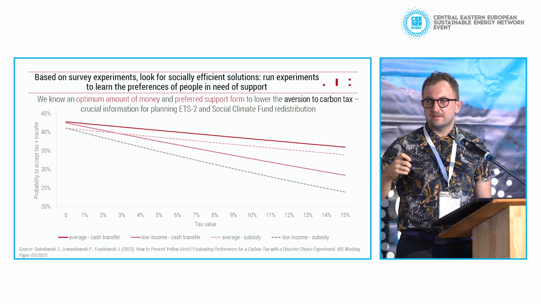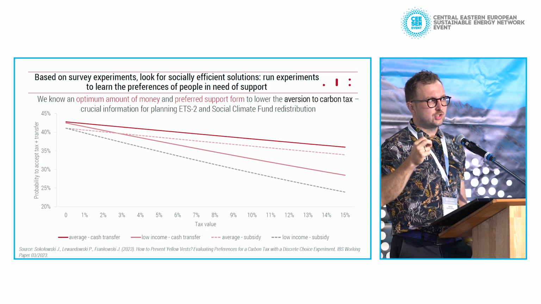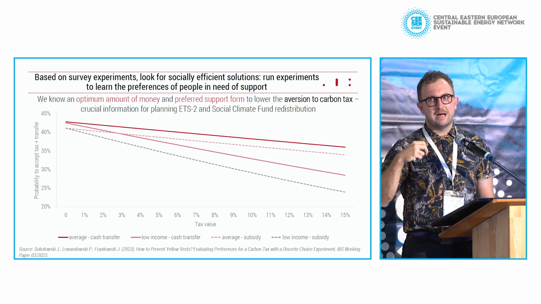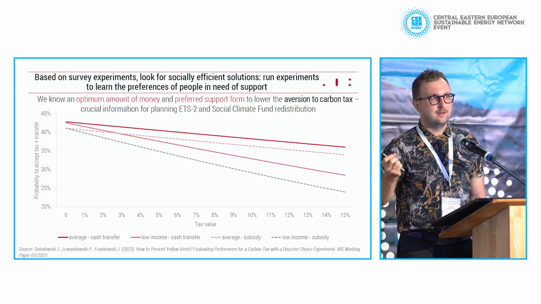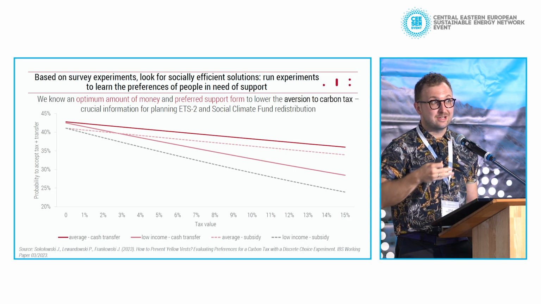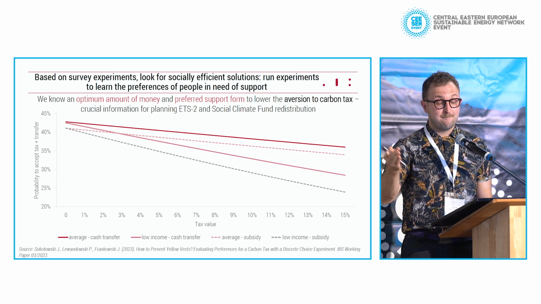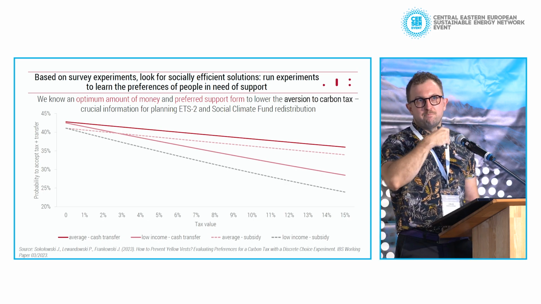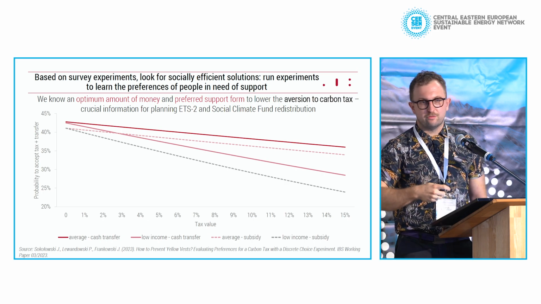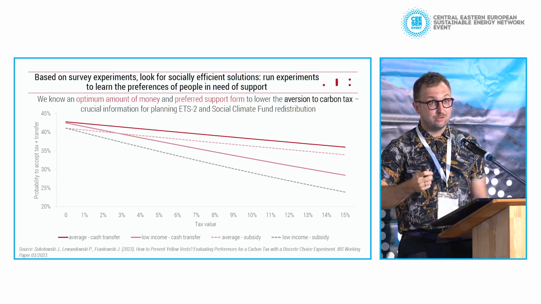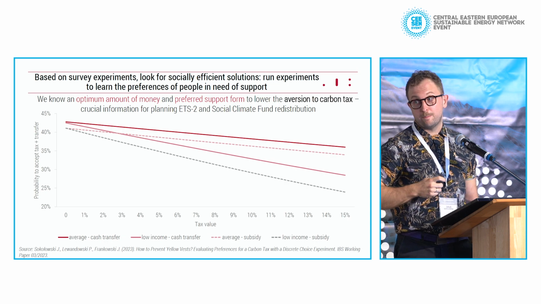Because you see that after some point, it's not worth increasing the amount of money in order to get people on board, because they don't care anymore. So maybe you can spend this money in a different way. Maybe you can invest in social housing. Maybe you can bring more people on board. So instead of increasing the amount of support, you can go broader and give the support to more people.